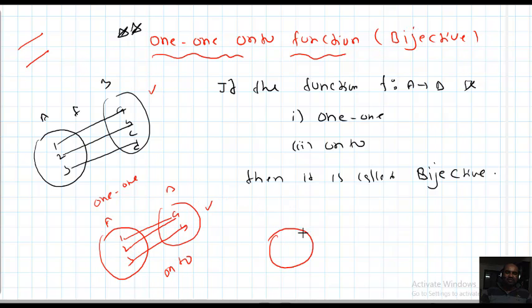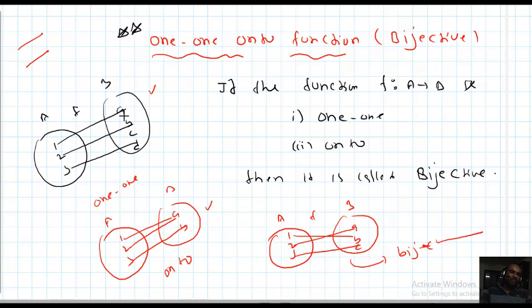So observe here. 1, 2, 3, A, B, C. See here. F is one-one: different elements of A are paired with different elements of B. And range equals codomain, both. This is now bijective. What happened? One-one and onto. This is only one-one, this is only onto, this is one-one and onto. So if a function is one-one and onto, it is called a bijective function.